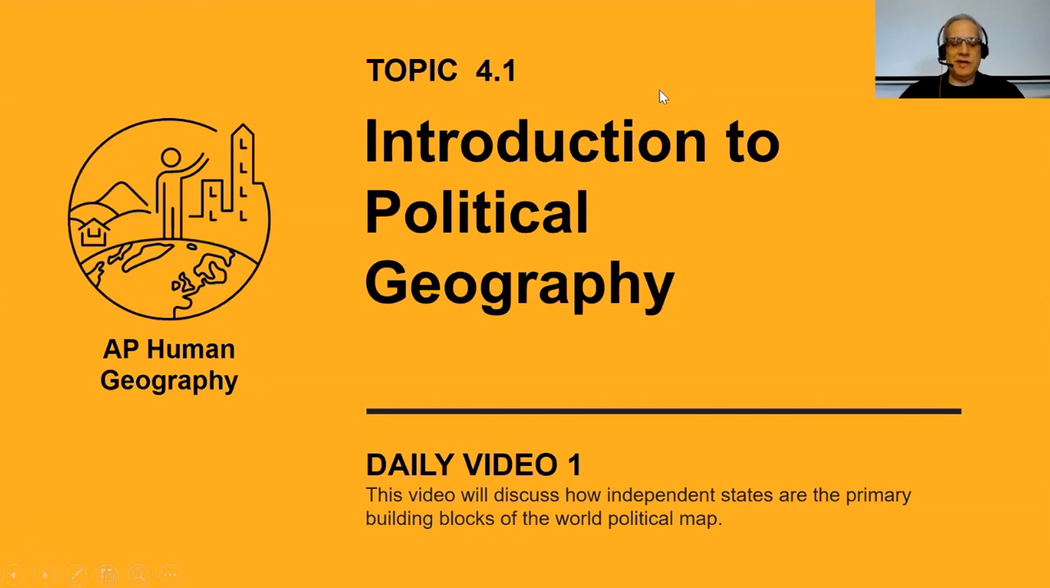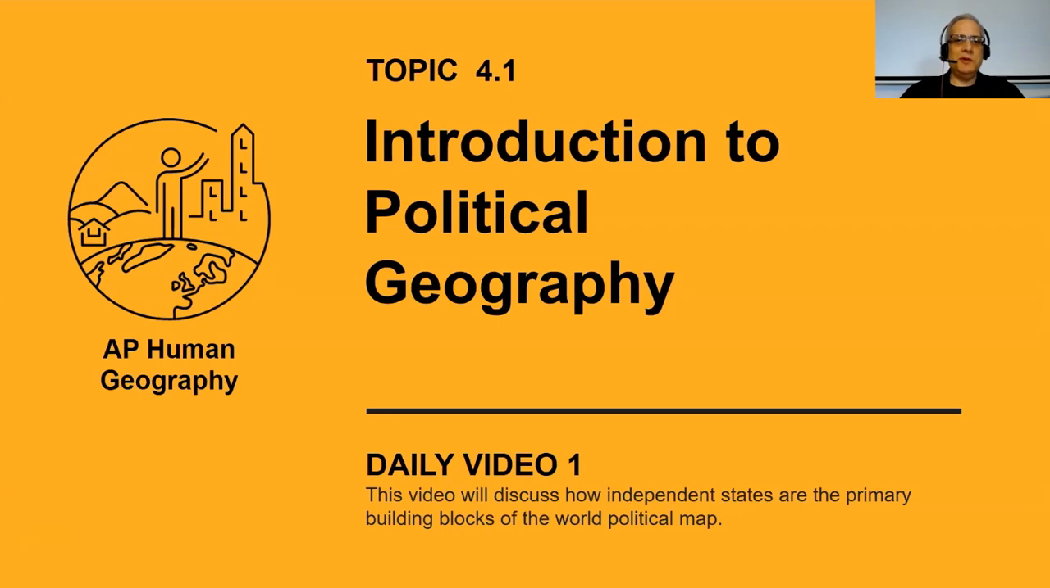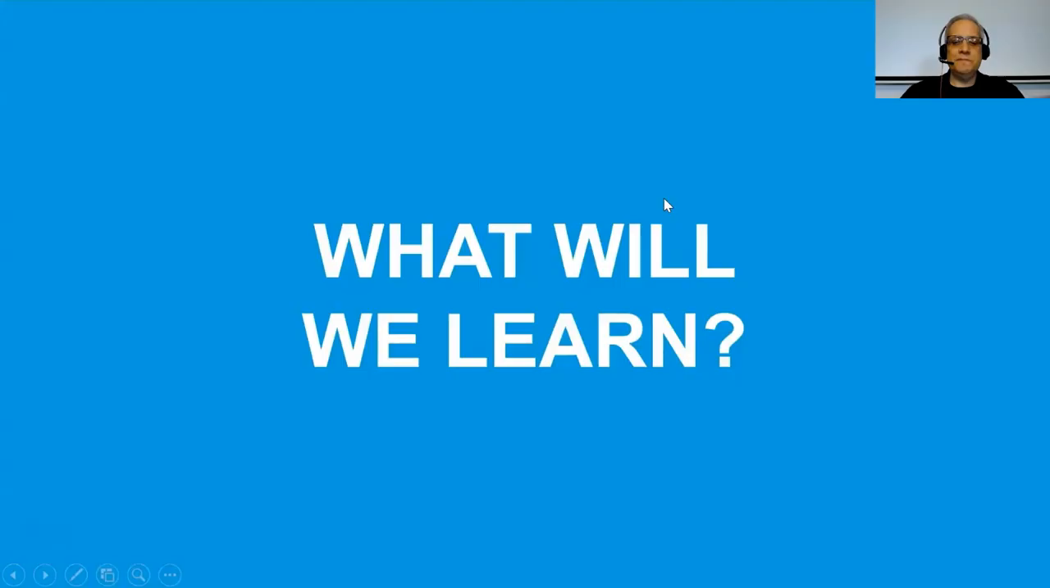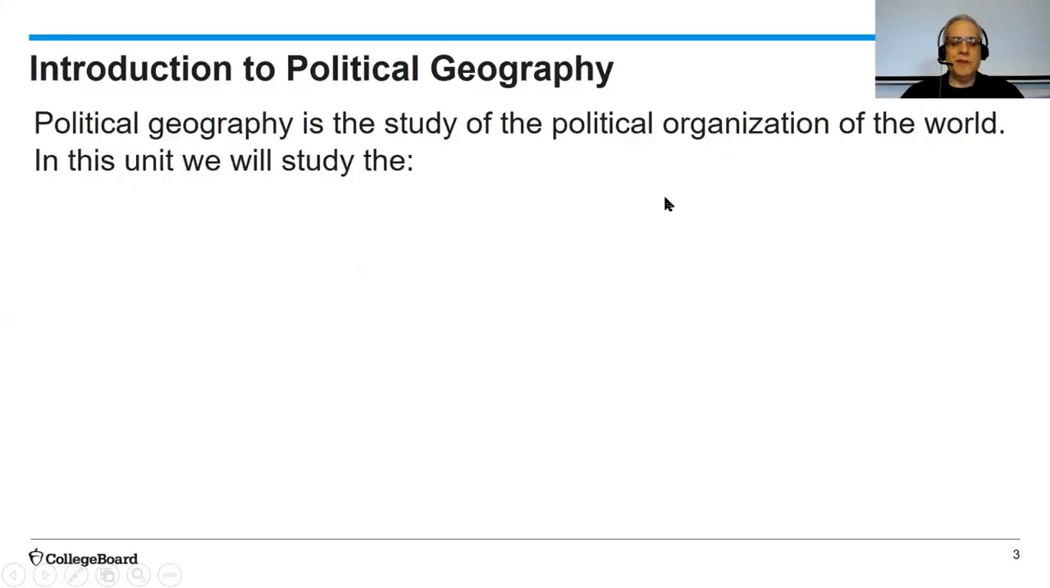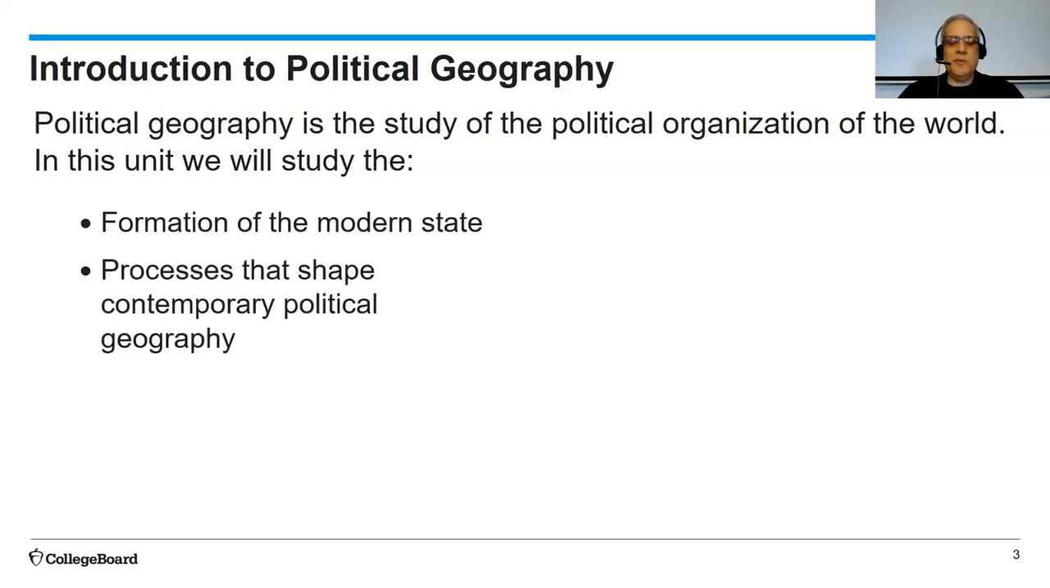Today, this video will discuss how independent states are the primary building blocks of the world political map. So, what will we learn? Political geography is the study of the political organization of the world. In this unit, we will study the formation of the modern state. We'll also be dealing with the processes that shape contemporary political geography.